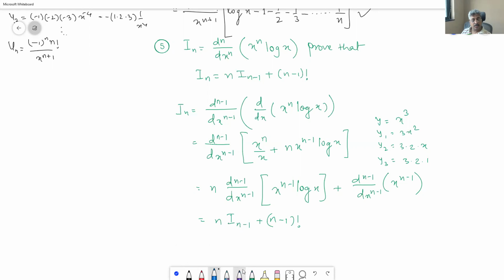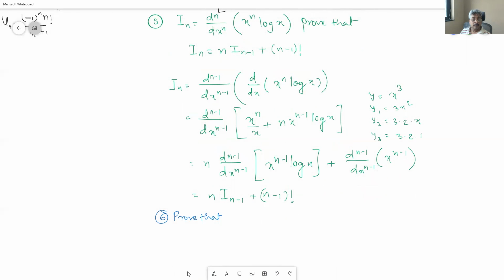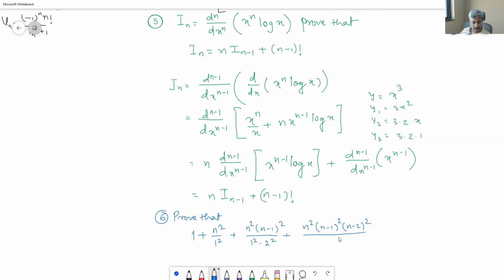Okay. Last problem of the day, sixth. Prove that 1 plus n square upon 1 square, plus n square into n minus 1 square upon 1 square into 2 square, plus n square into n minus 1 square into n minus 2 square upon 1 square into 2 square into 3 square, plus dot dot dot, is equal to 2n factorial upon n factorial raised to 2.